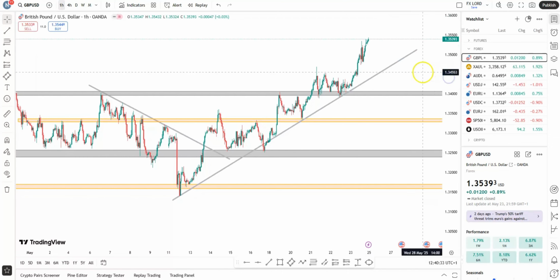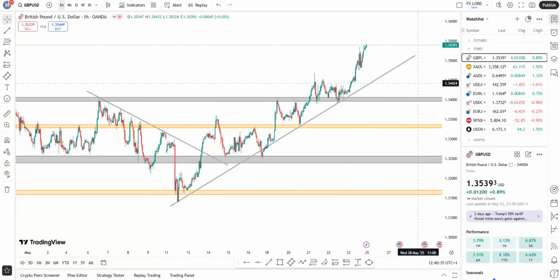GBPUSD right now is still on a bullish move. So logically, we want to look out for potential buy position. We want to look out for buy entries. We want to look at to see where we can get into the market.